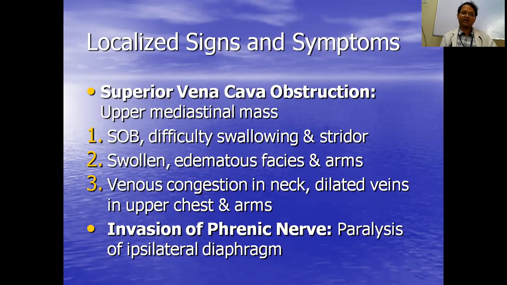There can be invasion of the phrenic nerve. When the phrenic nerve is invaded, there will be paralysis of the ipsilateral diaphragm. Diaphragmatic palsy will be present on the ipsilateral side.